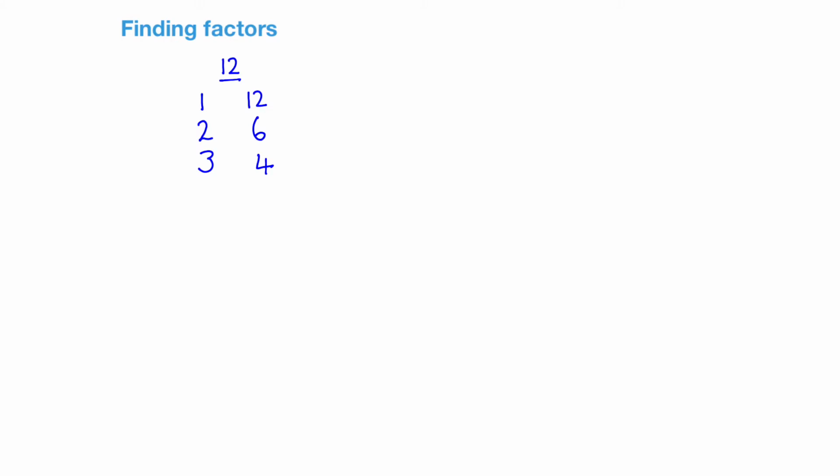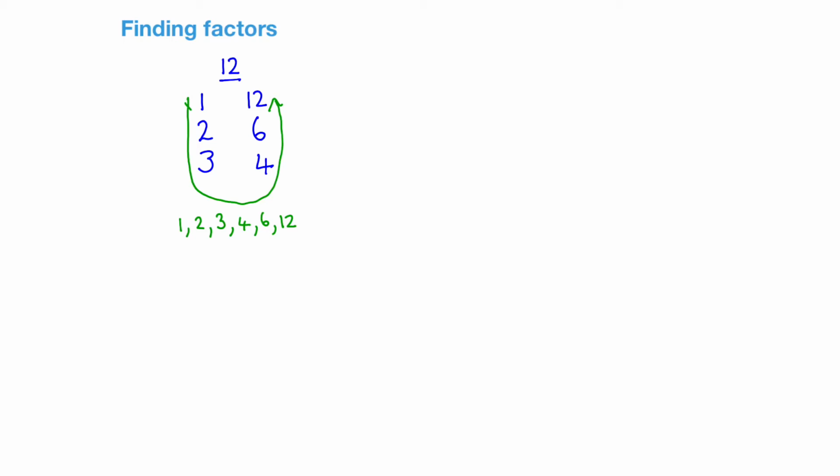Okay? And then to list the factors, we do it in this order. We start there and we go around that way. So the factors of 12 are, like I say, going this way and this way. So they're 1, 2, 3, 4, 6, and 12. And by listing factors in this way, we make sure that we don't miss any.